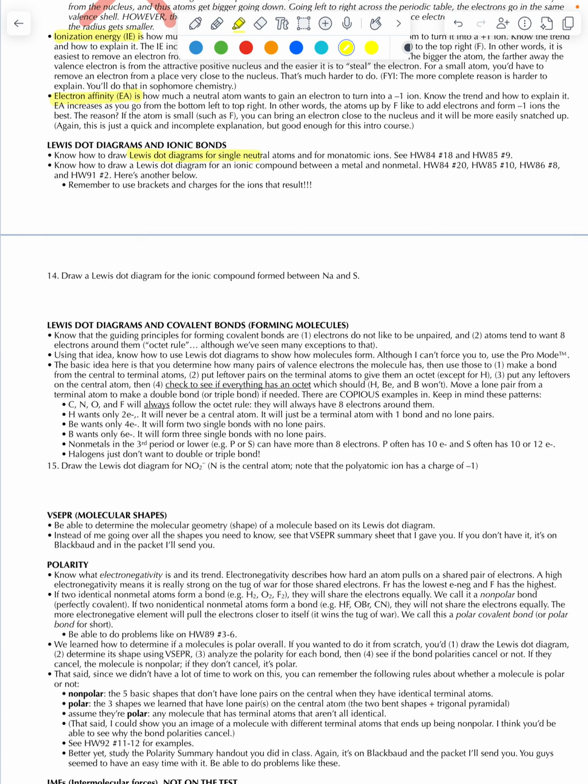We did Lewis dot diagrams for just single atoms or monatomic ions. I could ask that. I'm not sure if I'm going to waste a question on that. But then we started doing them for ionic compounds. And maybe that'll be on the final. The bigger use of Lewis dot diagrams are for molecules, not ionic compounds. But I will go over on the homework an example of a Lewis dot diagram of an ionic compound.